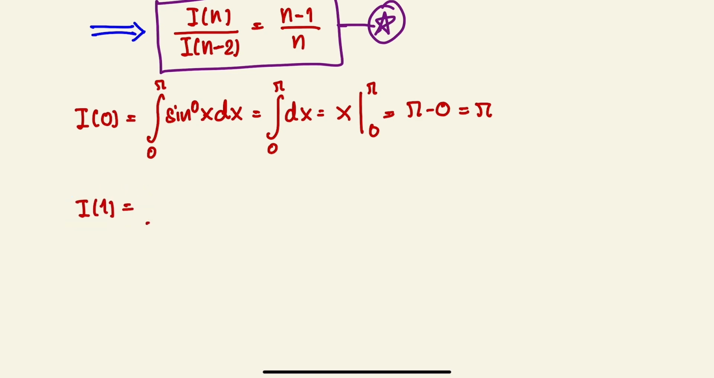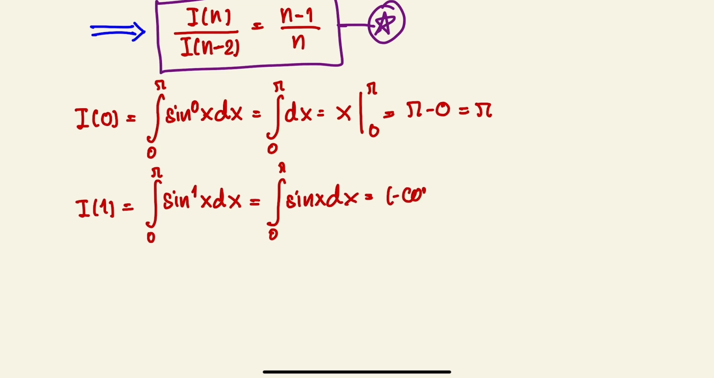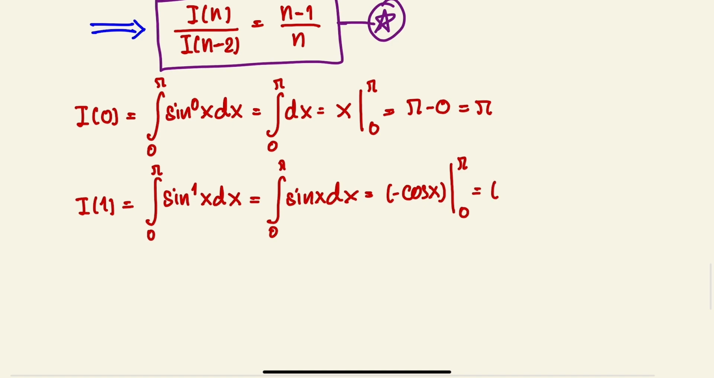I1 is going to be the integration from 0 to pi of sine raised to the 1 of x dx, which is the integration from 0 to pi of sine of x dx. Integration of sine x is minus cosine x from pi to 0. So it turns out to be minus cosine of pi minus cosine of 0.